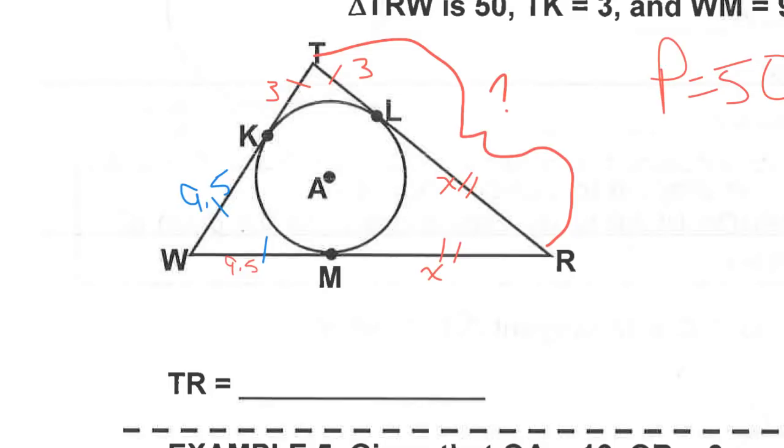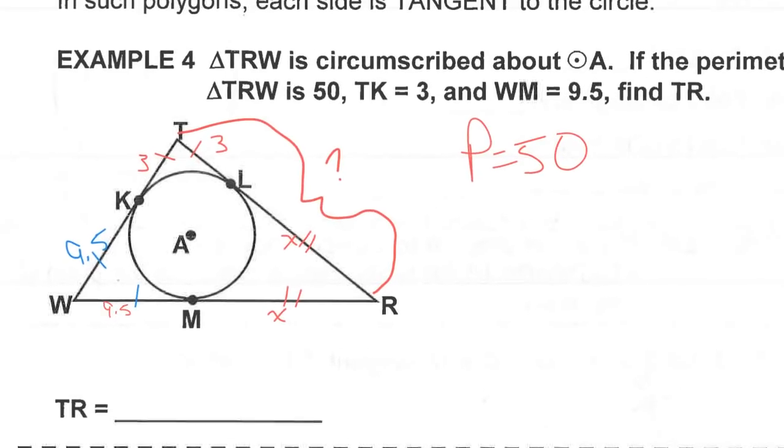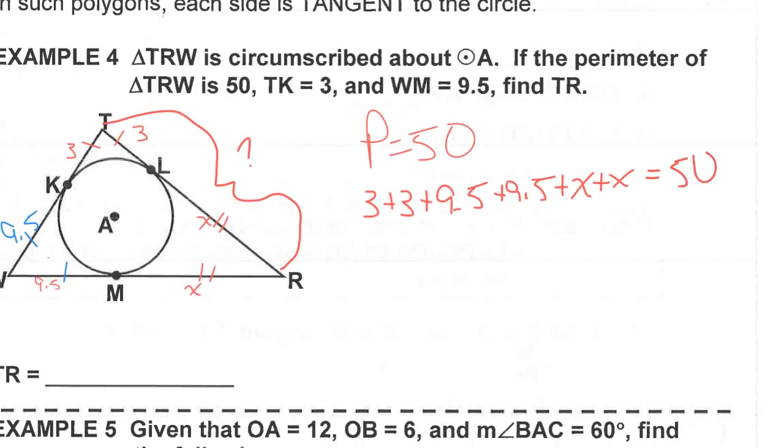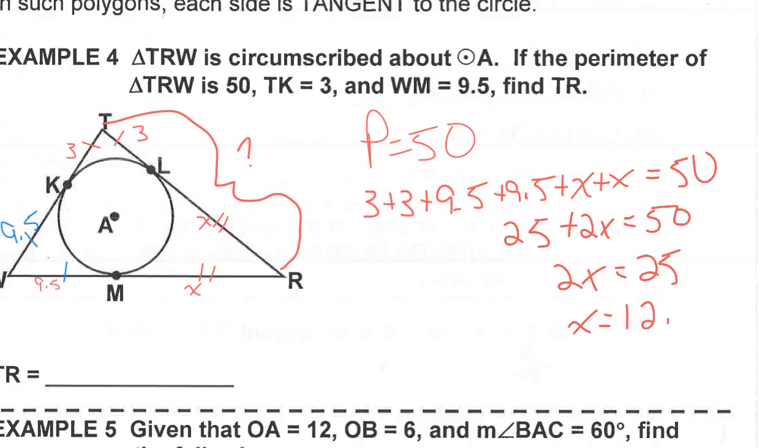Now I have a placeholder for all the sides in the perimeter, so I can add them all up. So I have 3 plus 3 plus 9.5 plus 9.5, and then plus the two things I don't know. Now when I add those up, I should get the perimeter, which equals 50. So I'm going to combine my like terms. Let's see, 3 plus 3 is 6. 9.5 plus 9.5 plus 6 would be 25. Plus the two x's equals 50, which means 2x equals 25, which means that our x looks like it's 12.5.